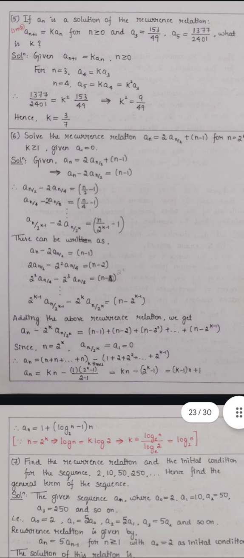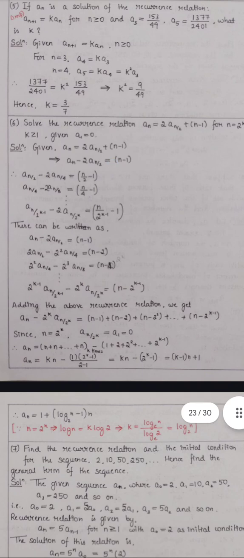So given that n is greater than or equal to 0, for n = 3 we have a4 = k a3. a3 they have already given. So a4 = k into 153/49.